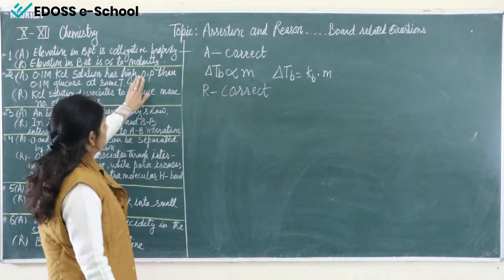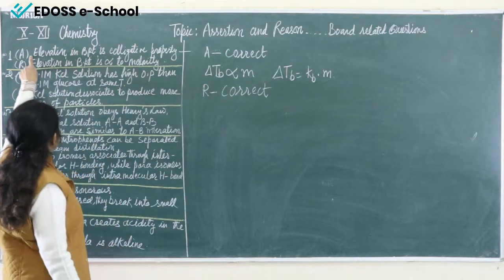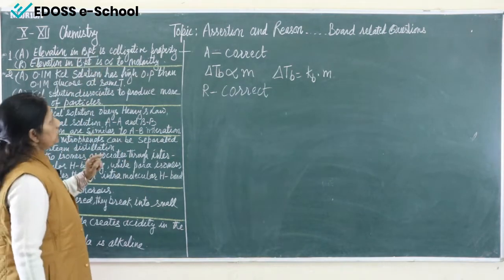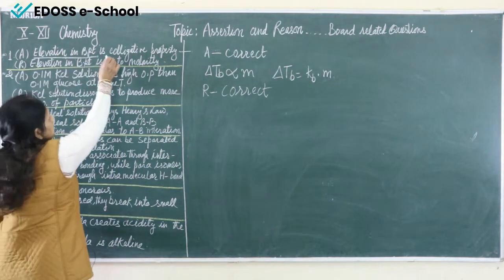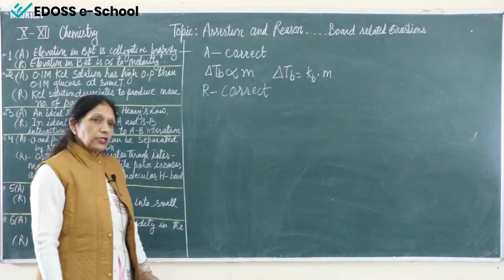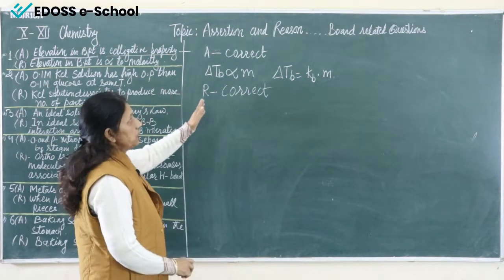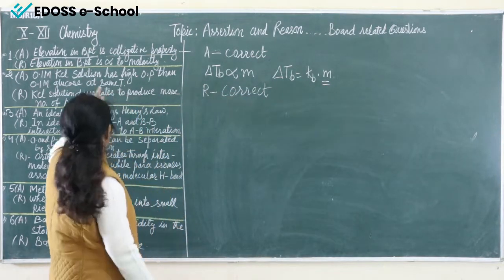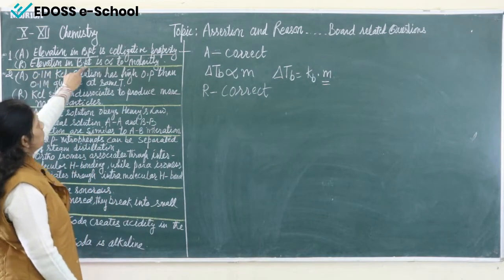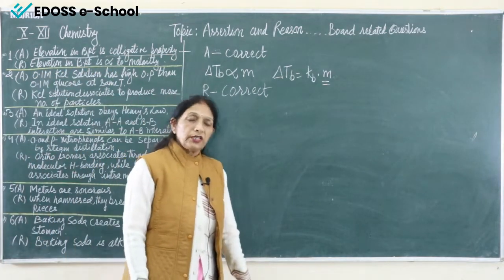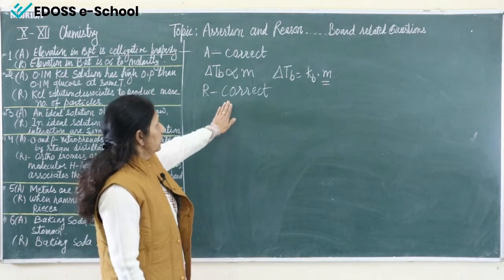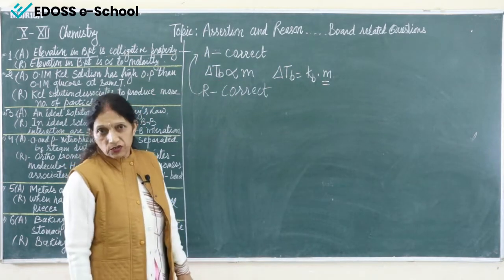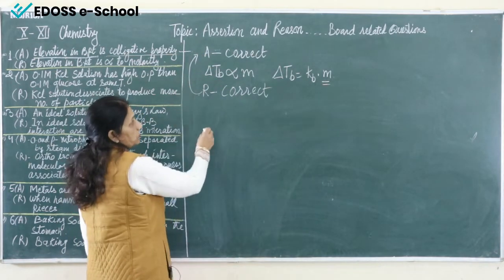So what we can see here is that in the assertion they are discussing the elevation in boiling point, and saying that elevation in boiling point is a colligative property, and colligative property means the properties which are related to the molarity or number of moles. And in the reason also, elevation in boiling point is directly proportional to molarity. They are talking about the number of moles. That means this reason is the correct explanation of the assertion. So we will opt for this option.